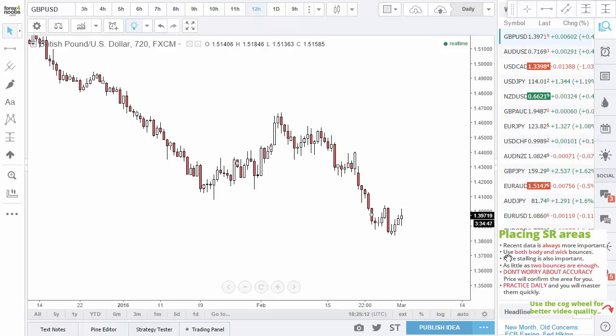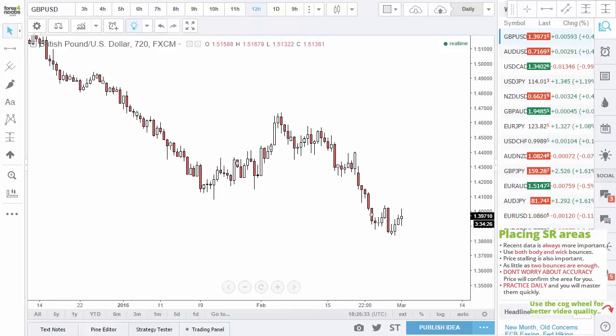Keep an eye on these notes down here. They're important and there's something to remember. When placing support resistance areas, like I said towards the start of this webinar, recent data is the most important. Recent data is always the most important. The more recent the bounce, the more important it is.